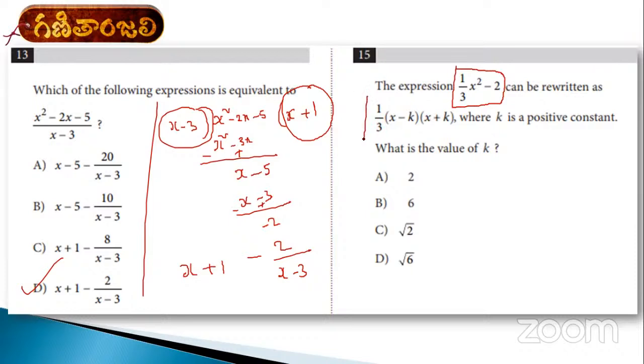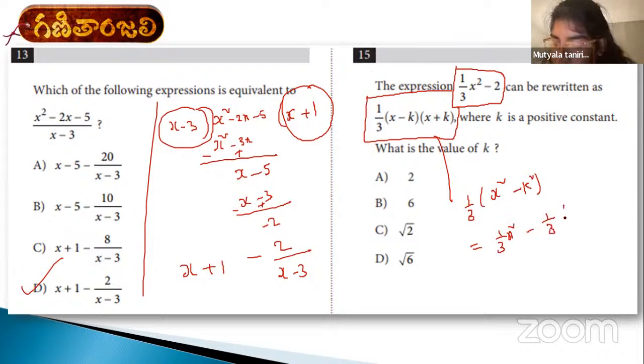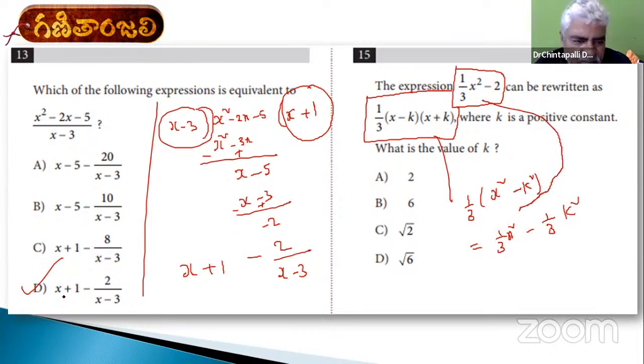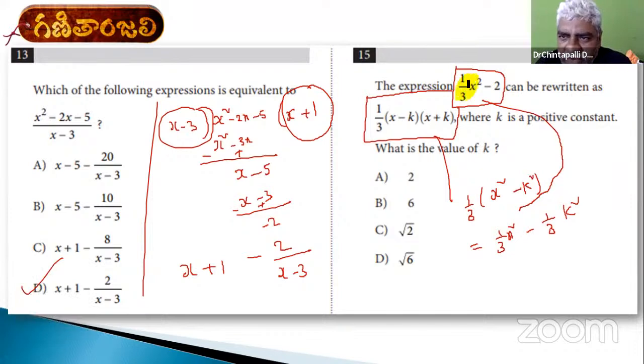See, simplify this. What does it mean? 1/3 into a minus b into a plus b, so x square minus k square. Very good. Multiplying by 1/3, it gets 1/3 x square minus 1/3 k square. Okay, we need to compare this. See, 1/3 x square is equal to 1/3 x square. Both are the same. Got it? Yes, sir.